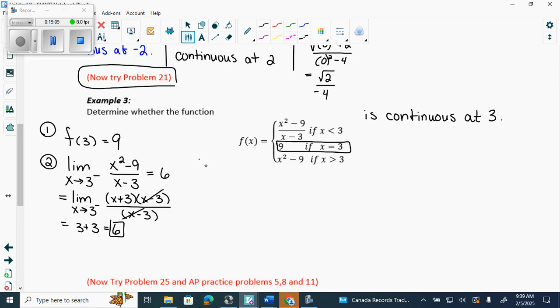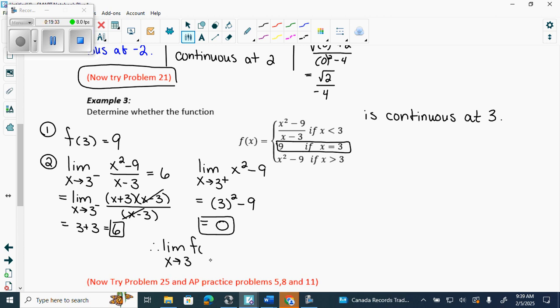So we have the limit as x approaches 3 from the right. We're going to use this one because it's the greater than equation. We can plug in because we have no problems. 3 squared minus 9. And so it equals 0. Therefore, the limit as x approaches 3 of f of x, what's up with it? It does not exist. Therefore, the graph of f of x is non-continuous.